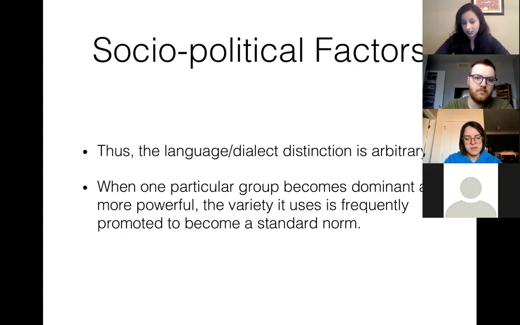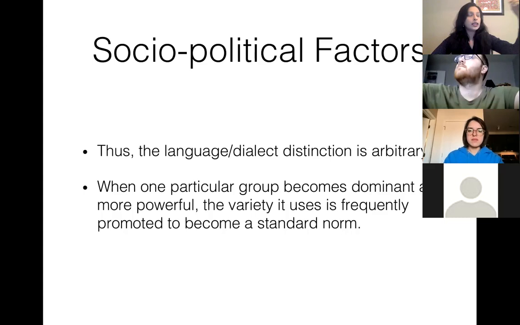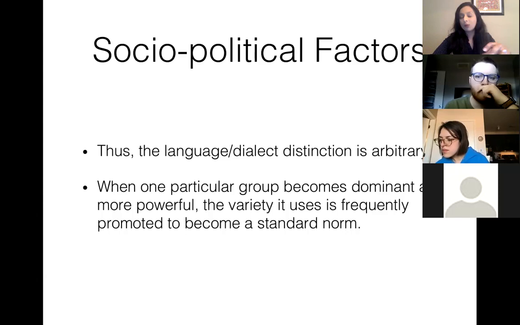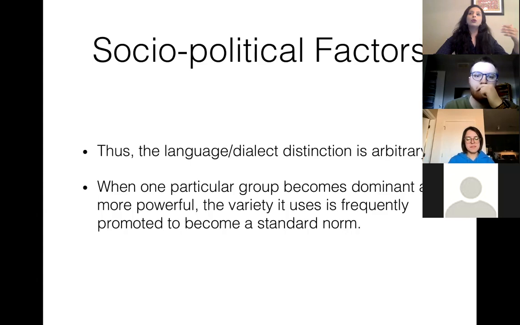Depending on who's in power at what point in time, that particular variety of English, or whatever that language is, becomes the standard language. Very often in the United States, if you look at the history, it's one variety of English that became promoted to the standard variety, right? Suppose history was rewritten and the history of African Americans were very different. Maybe we would all be speaking, I ain't doing nothing, right? With all our double negatives and the African American vernacular English variety, but that was not the powerful group if you look at history. So there are a lot of sociopolitical and historical reasons for the distinction between language and dialect.